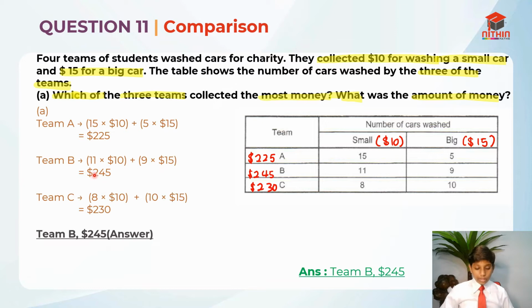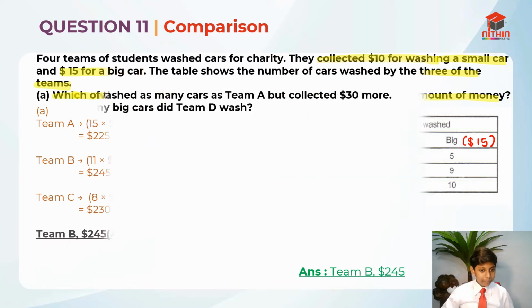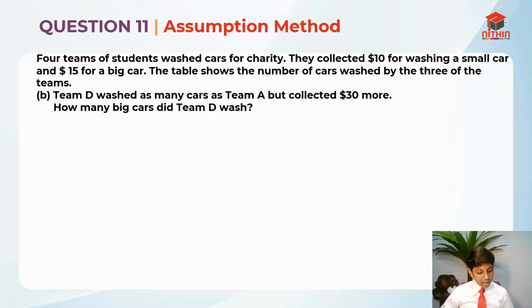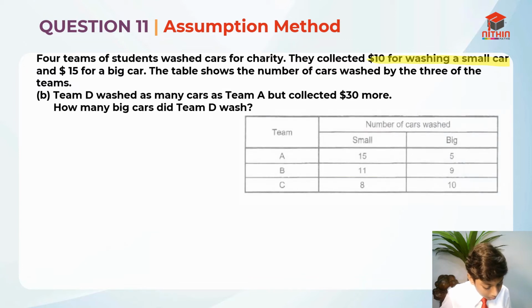So now that we are done with part A, let's move on to part B. So this is part B. Let me just highlight the key information really fast. They collected $10 for washing a small car and $15 for a big car. The table shows the number of cars.